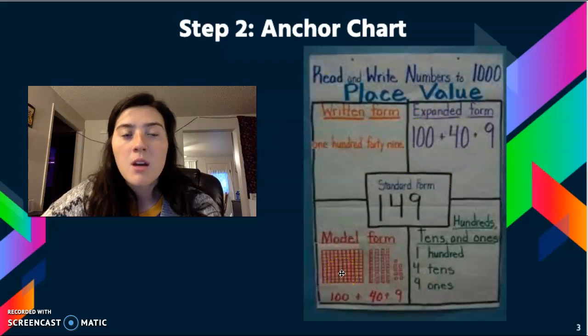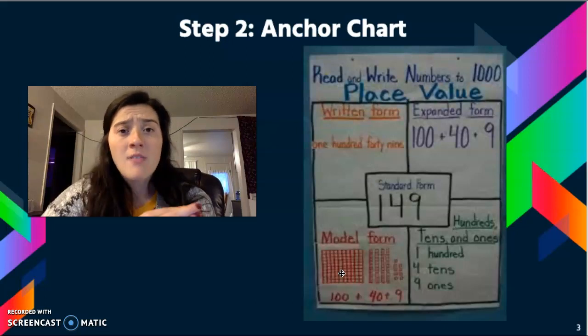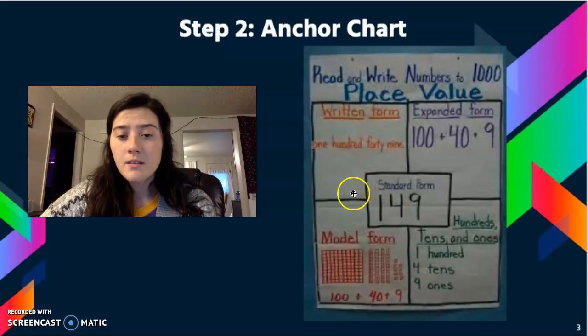Model form. Model form is where if we were in class, then we would do this hands-on with the blocks. But since we are not in class, you are going to do it digitally on the very next slide. So model form looks like this.